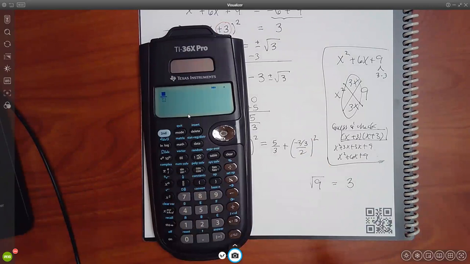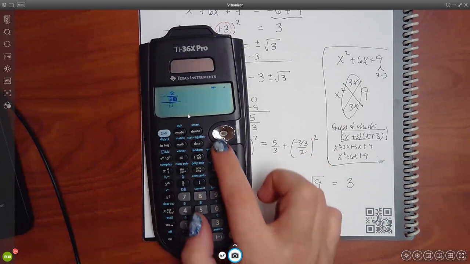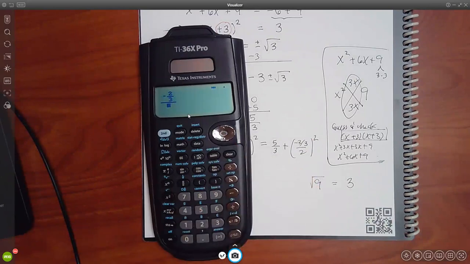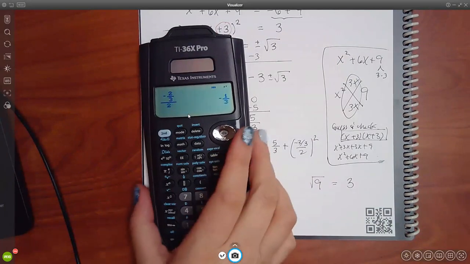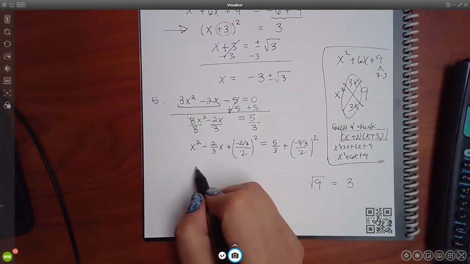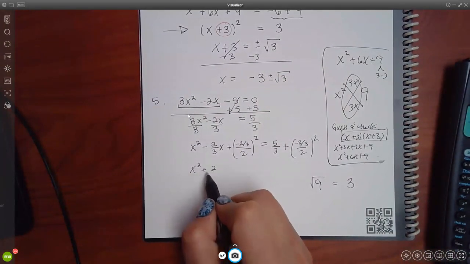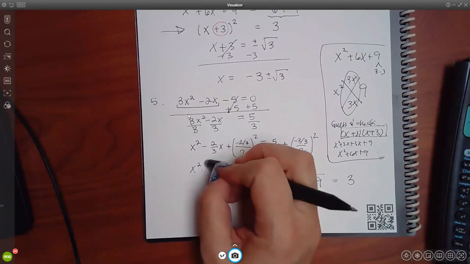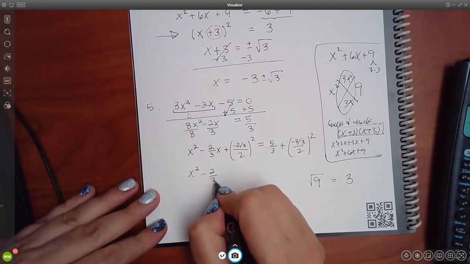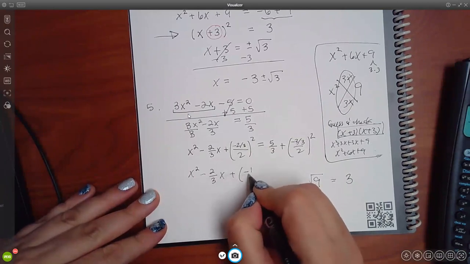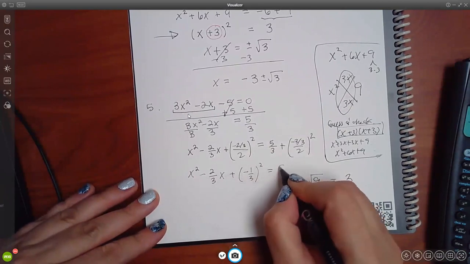So I'm going to hit a fraction and I'm going to type -2/3. So notice my numerator is a fraction. Notice that the main fraction bar is wider than the little fraction of a third, right? And then at the bottom, I have 2. So I'm going to hit enter and it simplifies for me. It's -1/3. So this is actually -1/3 that's being squared here.